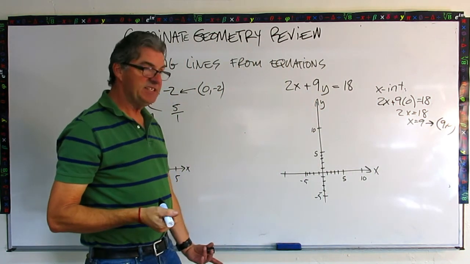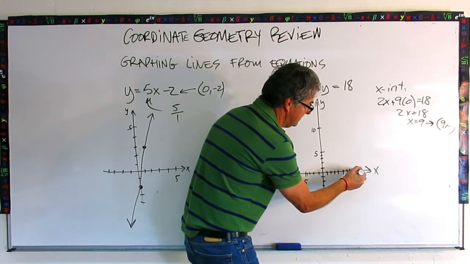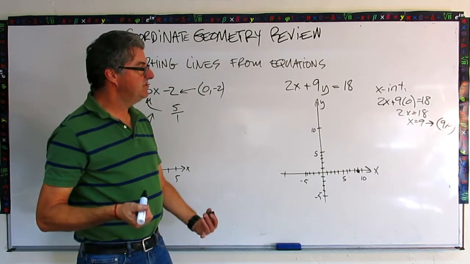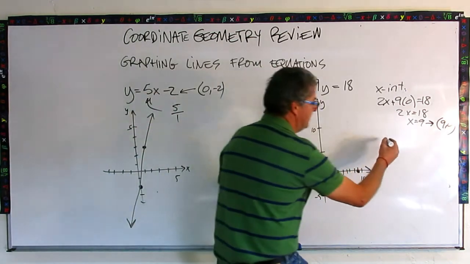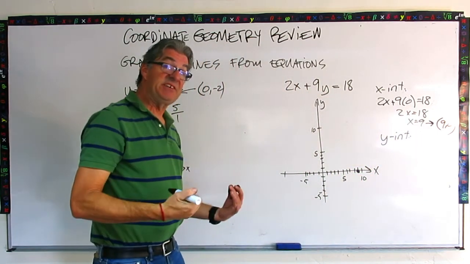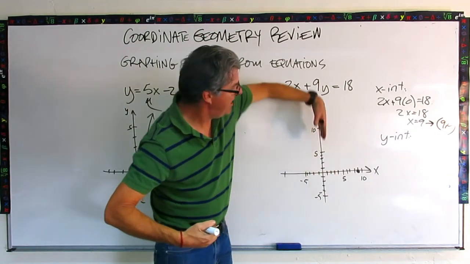It crosses the x-axis at the point 9. 1, 2, 3, 4. That's right there. So that's where it crosses the x-axis. Now let's do the same thing for the y. The y-intercept happens when x is 0. Okay, so it's neither left nor right. It's right on the y-axis.